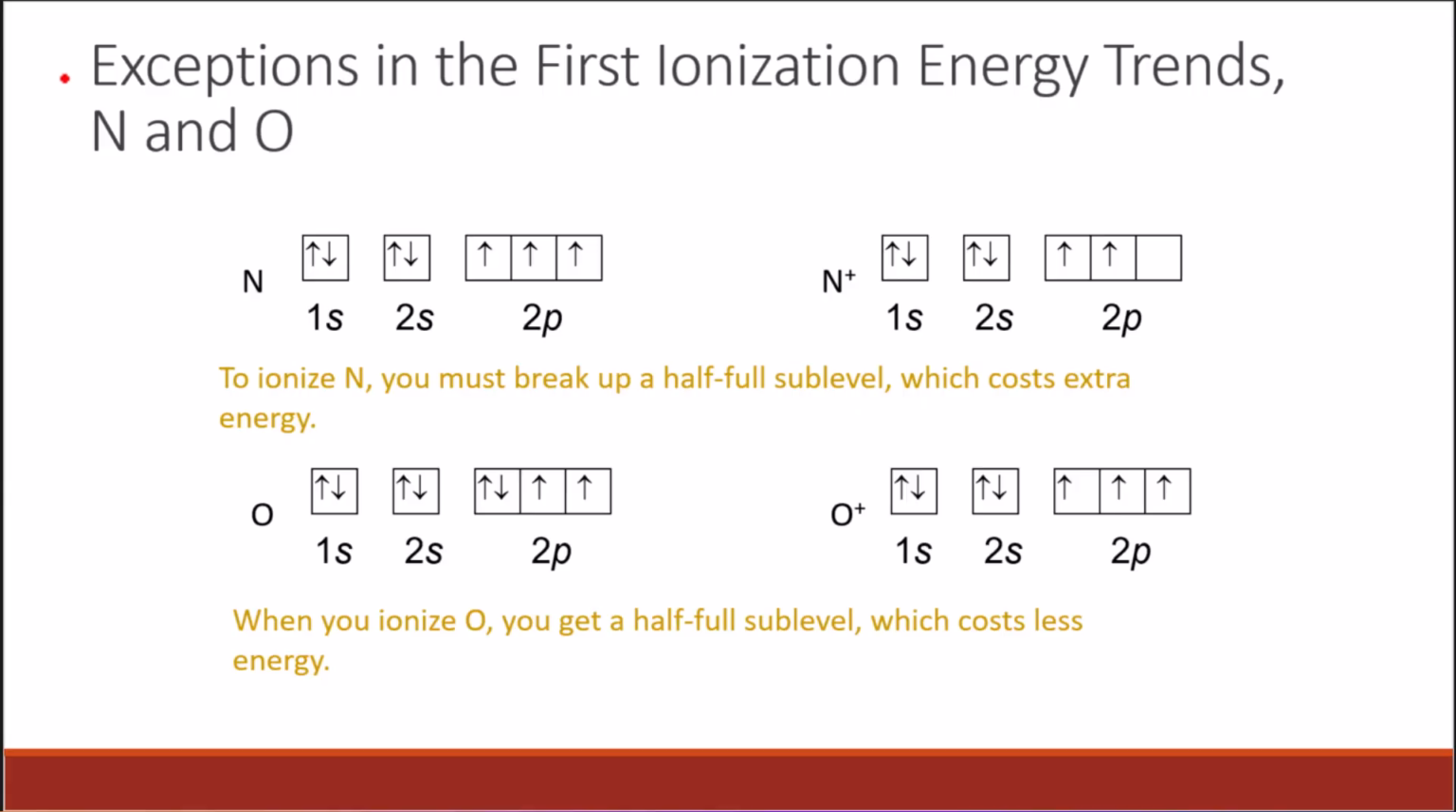All right, and this is just telling you about what we just talked about, exceptions to the first ionization energy trends. Those are the rises in energy, as in the case of nitrogen, where you have to break up a half-filled shell, which costs extra energy. And with oxygen, when you ionize, you get a half-filled shell, which costs less energy because a half-filled shell is more stable.